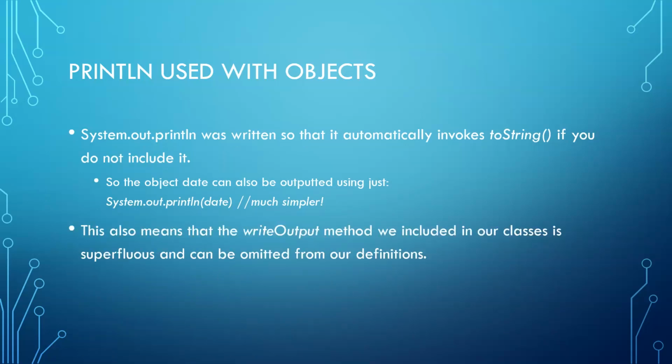So you have to make sure you get very precise. Now, this also means that the writeOutput method we've included in our classes is superfluous and can be omitted from our definitions. If you remember, our writeOutput method's purpose was to write out the date, the month, and the year. Well, rather than writing that method, we can use toString. It already exists, so we can just take that out of our program, because toString is going to do the exact same thing.